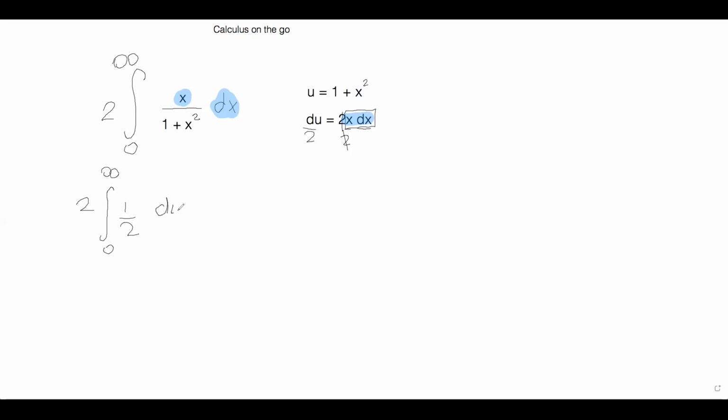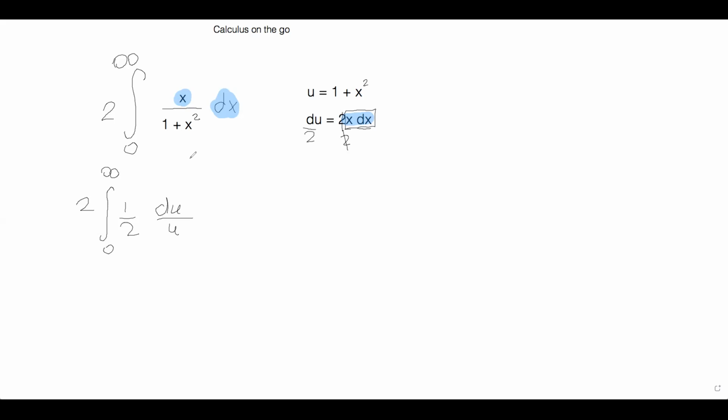And then du goes on top. And then the bottom, we're going to replace that with u because originally we set u equal to 1 plus x squared. So we have 1/2 du over u. Now this thing looks really, really familiar.